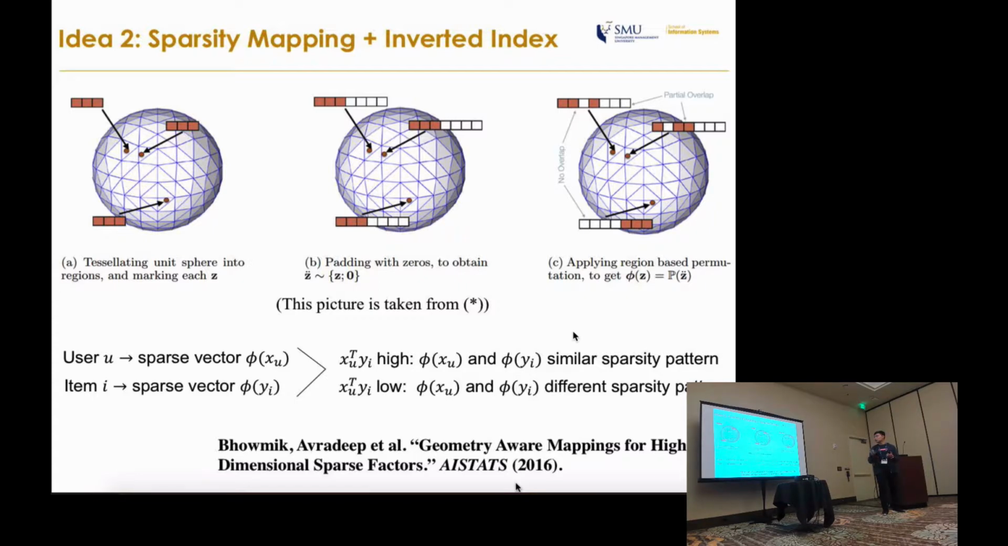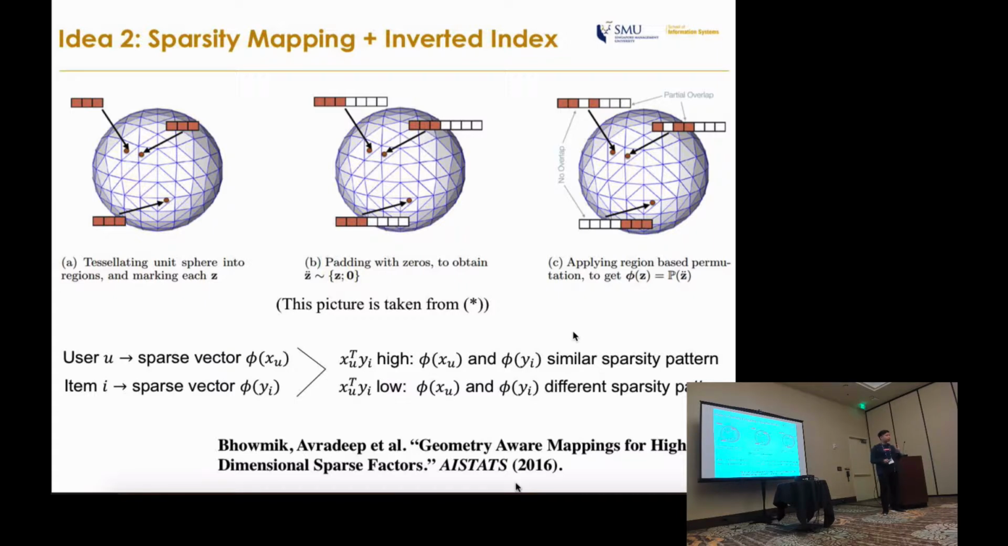But the interesting idea is that instead of operating on the low-dimensional dense real-valued vectors, they actually map them into sparse vectors so that they can make use of the inverted index to efficiently do the recommendation retrieval.